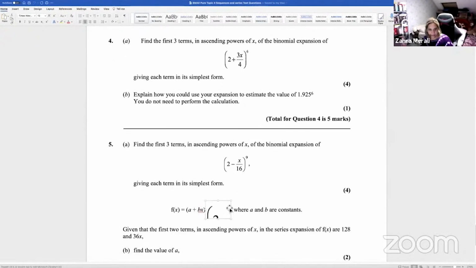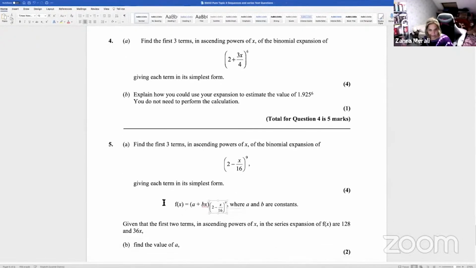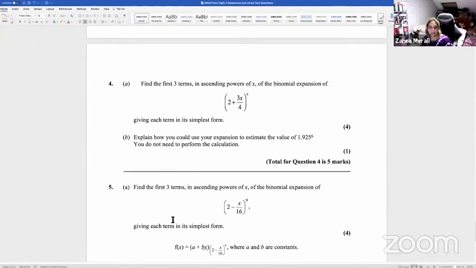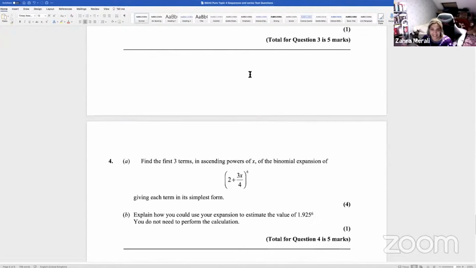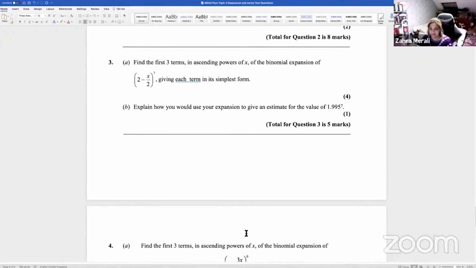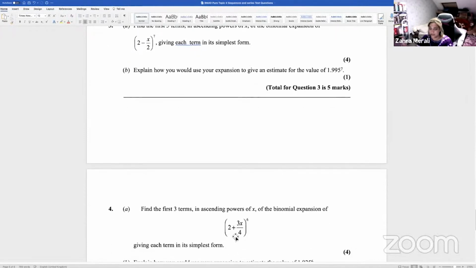Find, oh, it's come out a bit weird. I don't know what's happened there. Okay. Right. Find the first 3 terms, giving each term in its simplest form. Explain. Oh, so this is almost identical to this question here. There's just a few different values.